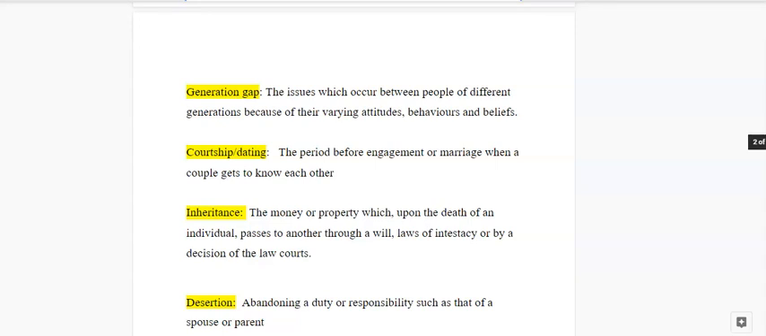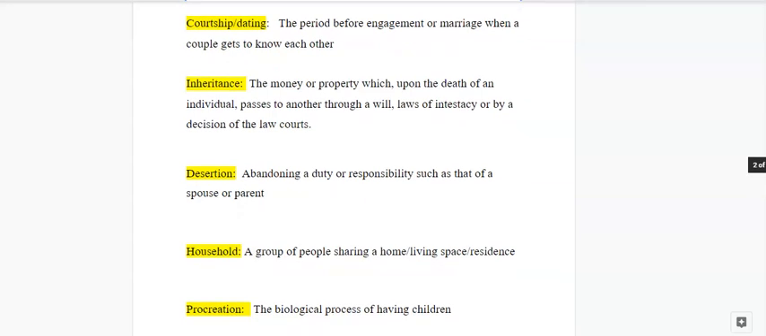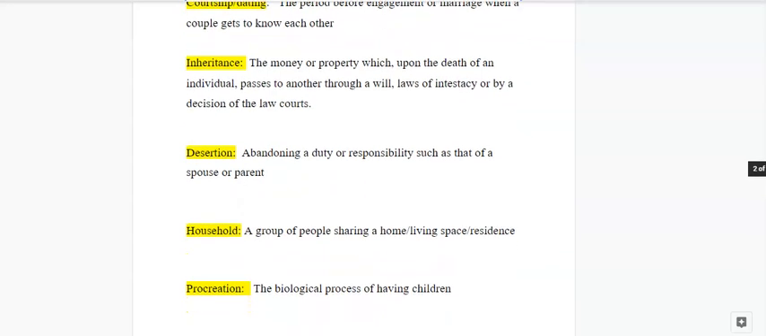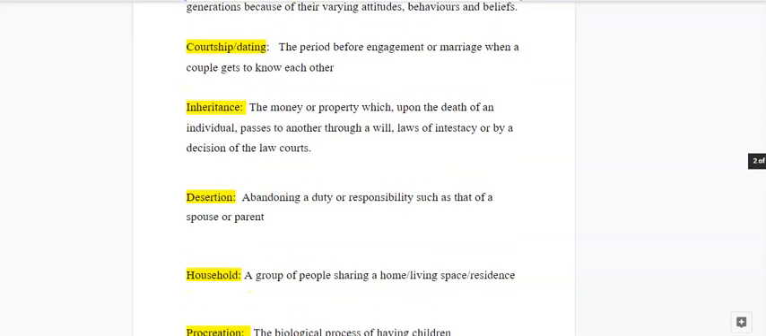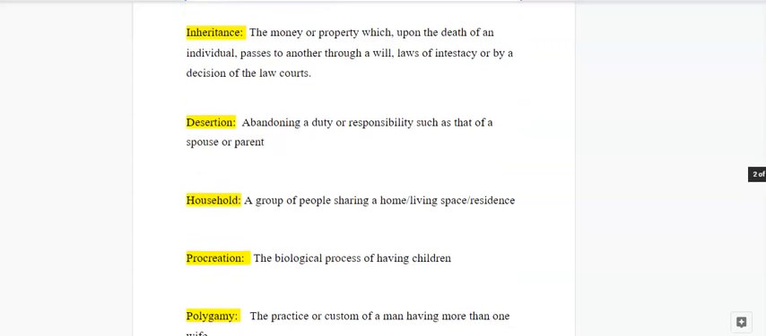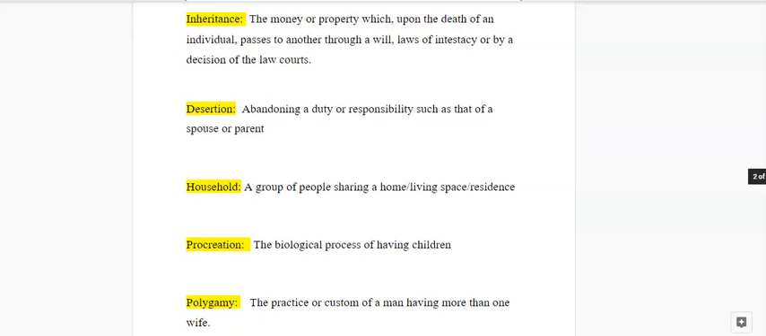Desertion. Desertion is abandoning a duty or responsibility, such as that of a spouse or parent. Household. Household, a group of people sharing a home, living space, or residence. Do you remember what the term procreation means? You would have done it in this week's lesson. What does the term procreation mean? Okay, procreation is the biological process of having children, and we're going to go in depth in another lesson.